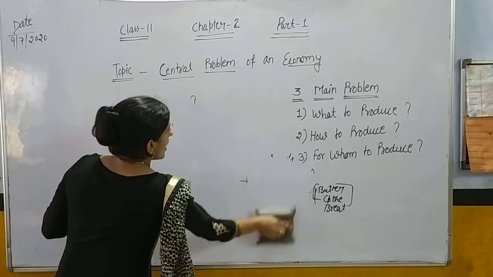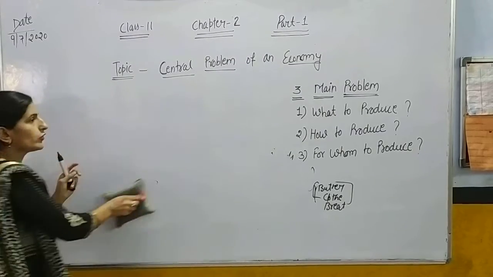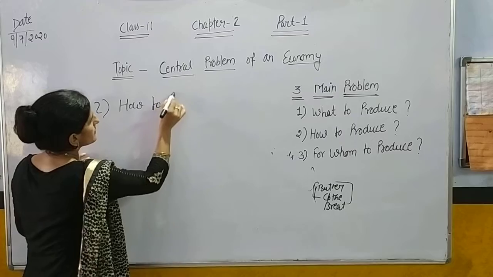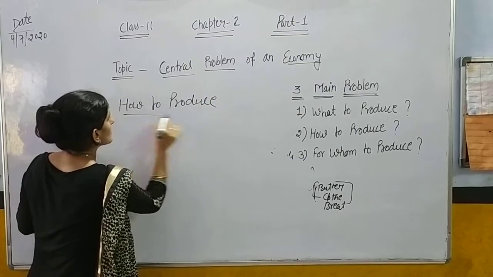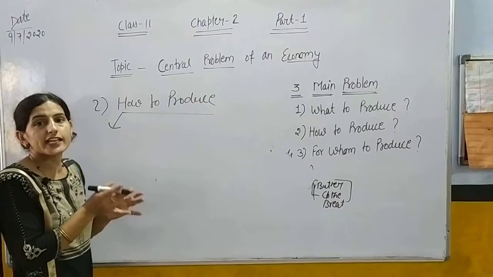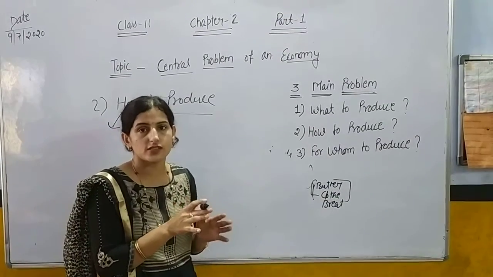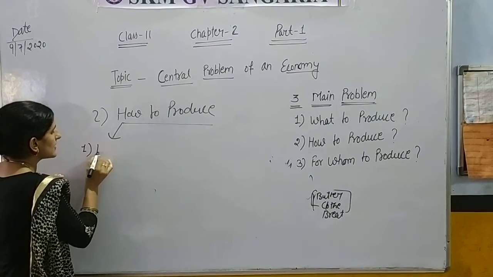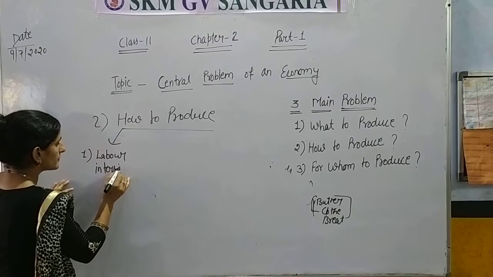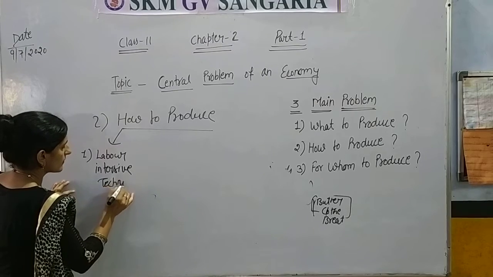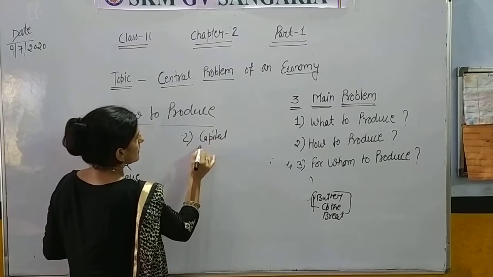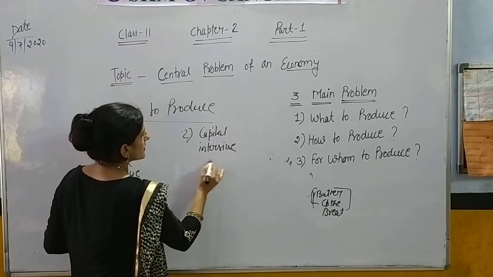The next point is how to produce. This also has two dimensions. How to produce means what type of technique should be used in the production of goods. There are two techniques. The first is labor intensive technique, and the second is capital intensive technique.